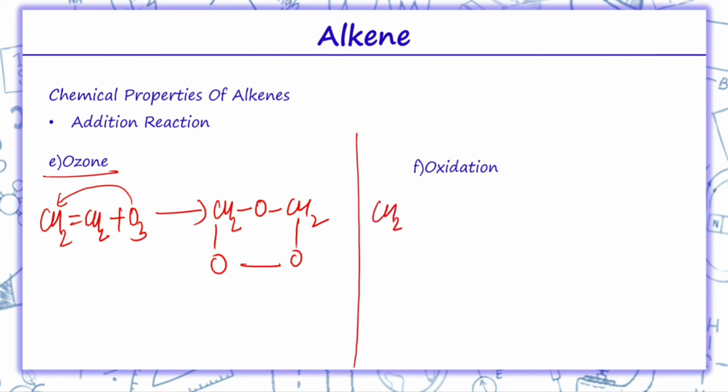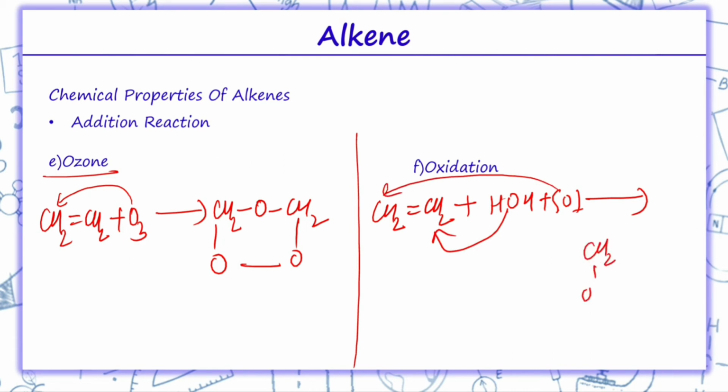Then coming on to oxidation, CH2=CH2 is oxidized in presence of water, HOH. Alkene is oxidized in presence of water and nascent oxygen, so OH and OH will join over here. Thus we get ethane-1,2-diol, which is ethylene glycol. So this is how alkenes give addition reactions.